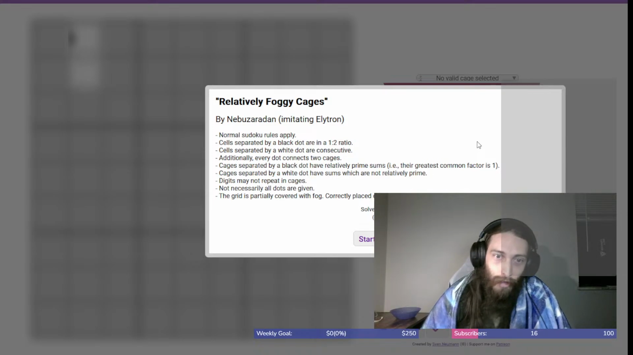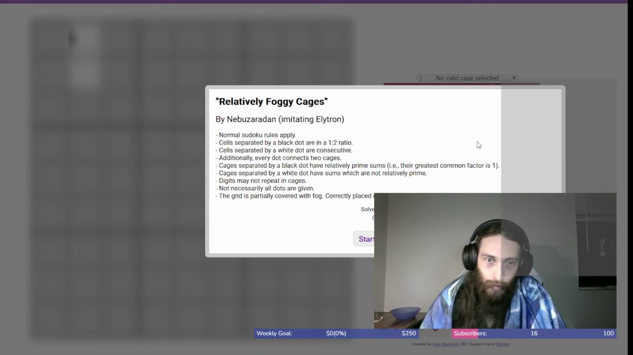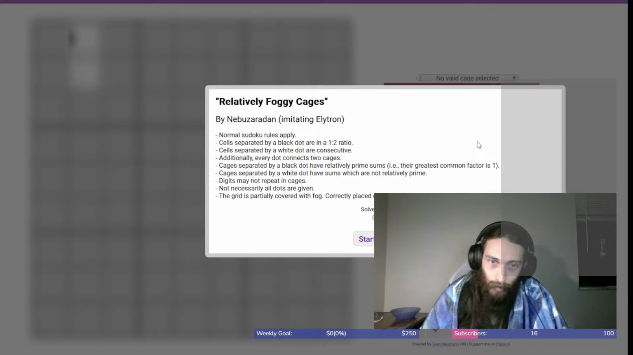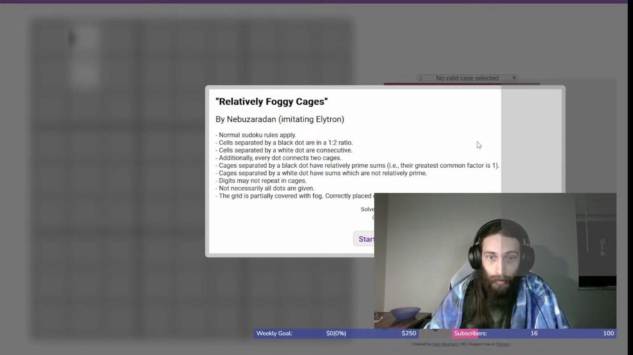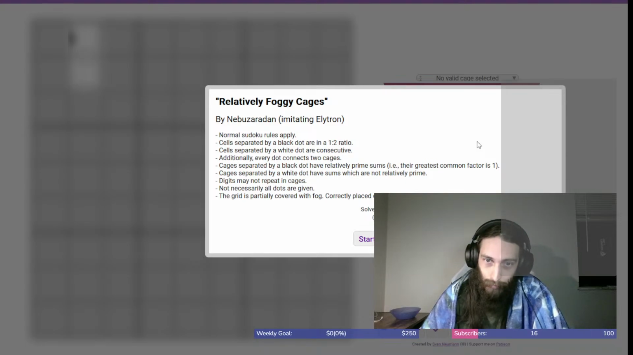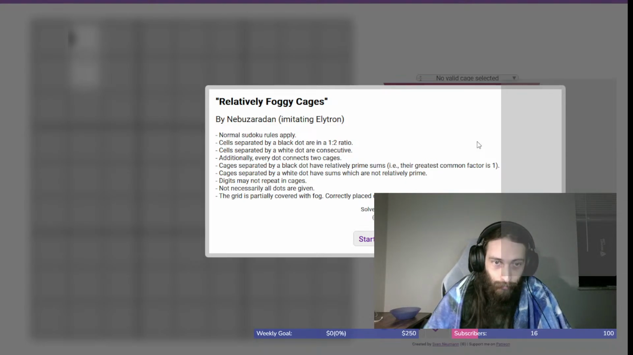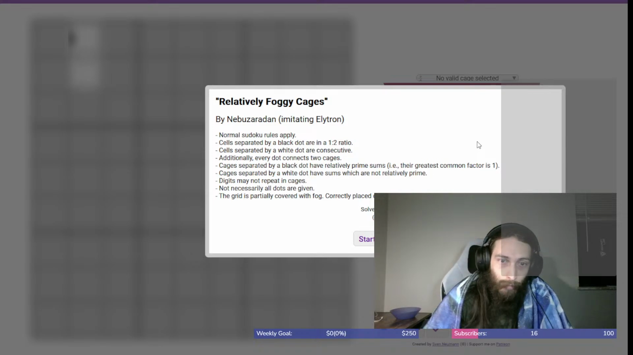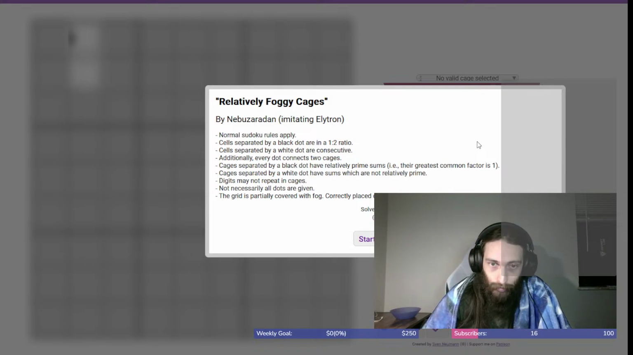imitating Elytron. Normal Sudoku rules apply. Cells separated by a black dot are in a 1:2 ratio. Cells separated by a white dot are consecutive. Additionally, every dot connects two cages. Cages separated by a black dot have relatively prime sums, i.e. their greatest common factor is 1. Cages separated by a white dot have sums which are not relatively prime. Digits may not repeat in cages. Not necessarily all dots are given. The grid is partially covered with fog. Correctly placed digits will clear the fog around that cell. No guessing is required.